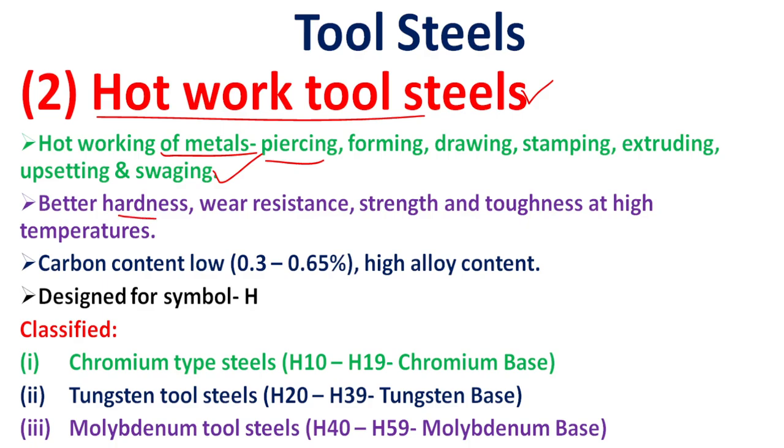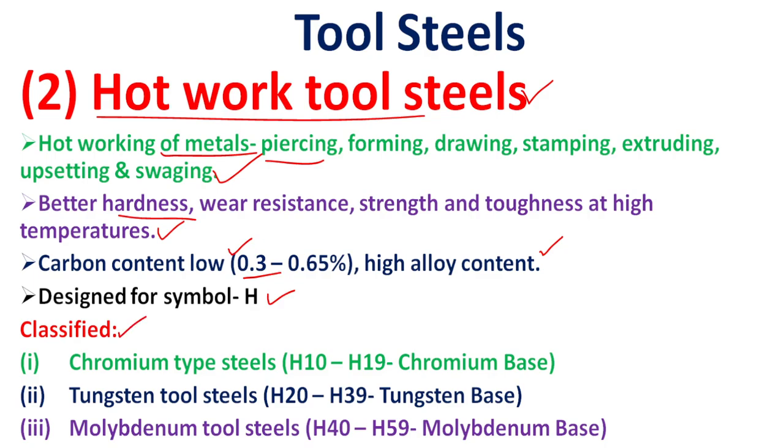It has better hardness, wear resistance, strength and toughness at high temperature applications. This steel has a low carbon content, mainly 0.3 to 0.6%, and high alloy content. It is designated by the symbol H, for hot work tool steel material.